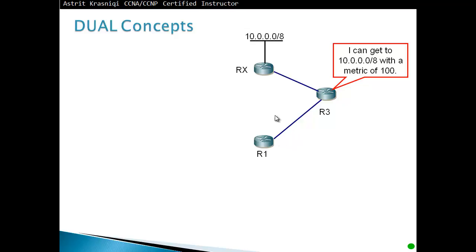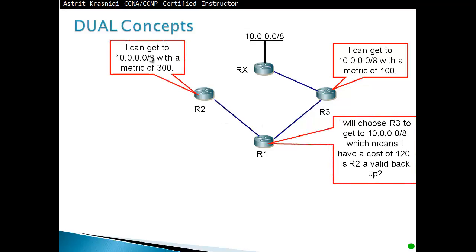Router 1 thinks, okay, great, I can go to network 10. It's 100 from R3, but I need to add whatever it costs me to get to R3 as well. Now another neighbor says, I can get you to the same network, but it costs me 300. Now router 1 says, do I go through router 3 or through router 2? I will choose router 3 because it has less. It's advertising 100 and you are advertising 300, so I'll choose router 3 as my best path. It costs me only 20 to get to router 3, so in total it's 120.